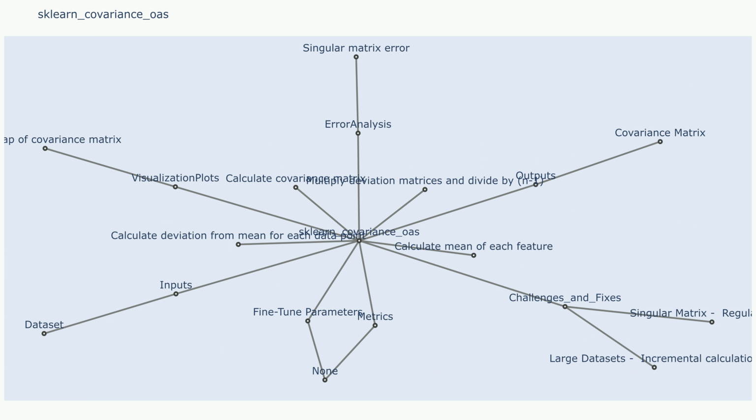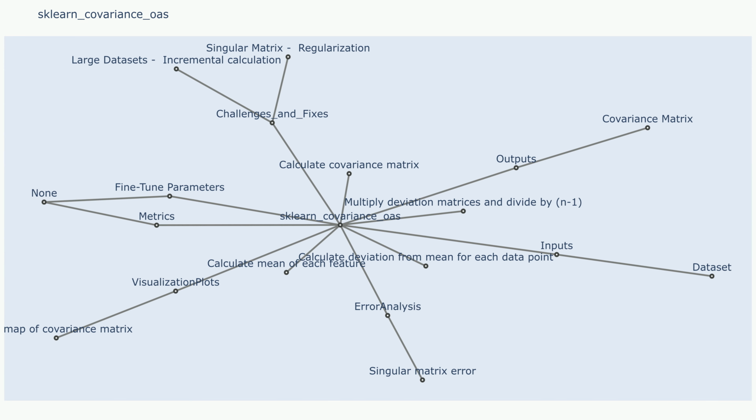Uncertainty methods. Uncertainty method 1. Explain in detail. Some methods in sklearn covariance provide estimates of the uncertainty in the covariance matrix. For instance, Ledoit-Wolf uses a shrinkage method to estimate the covariance matrix, and it also provides a confidence interval for each element of the matrix.